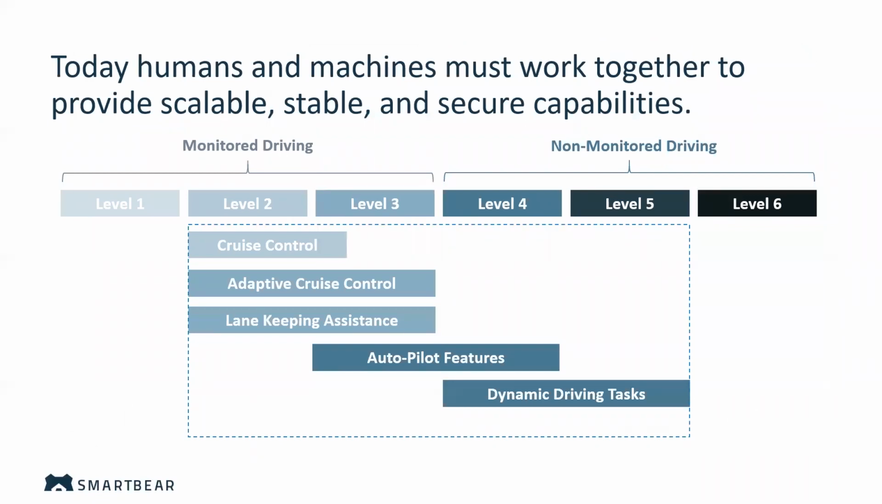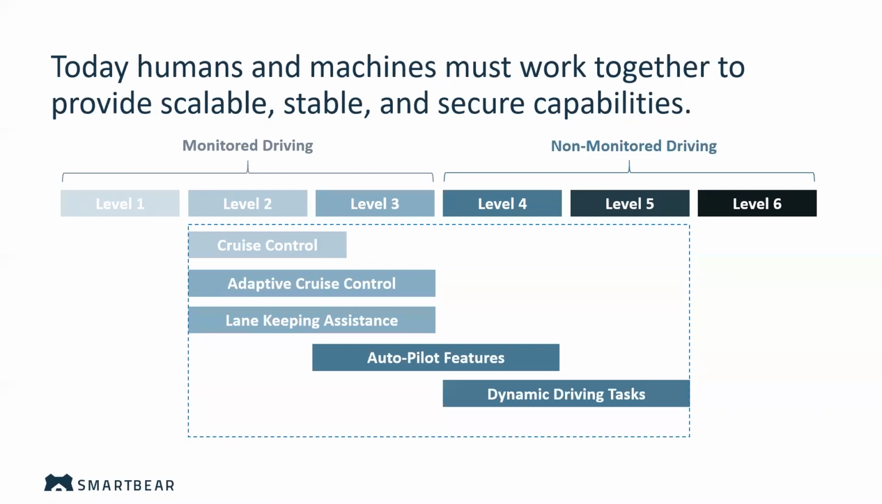Again, this will not be news to you, but today humans and machines are going to need to work together so that we can provide scalable, stable, and secure capabilities. We're currently in a transformational era with the automotive industry. So right now, everyday cars aren't fully autonomous, but some everyday cars have automated features that are helping us more and more each day.